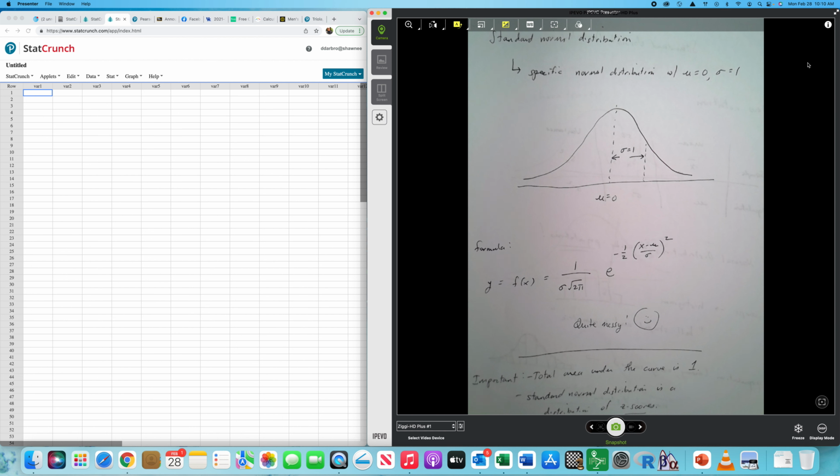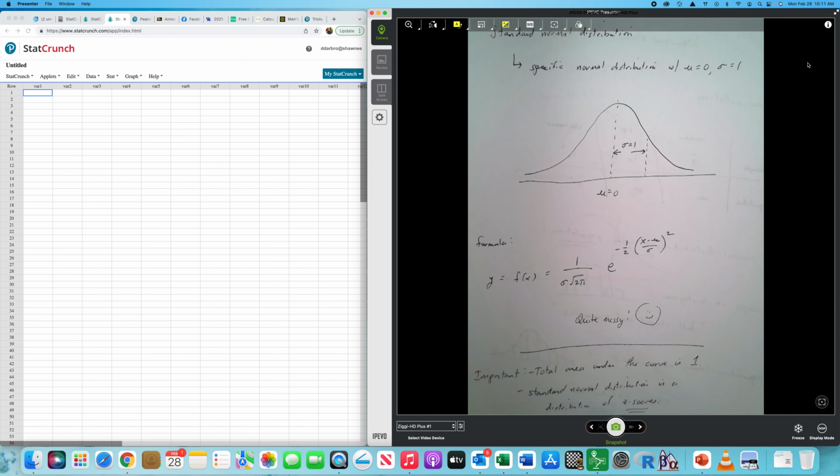Now, the formula for the normal distribution is quite messy. And luckily, we don't mess with this stuff in a class of this nature. We use technology. Now, a very important thing to keep in mind, again, tattoo this into the brain: the total area under the curve, not to be confused with the standard deviation. The total area under this curve is equal to 1 square unit. Okay? And another thing, the standard normal distribution is just a distribution of a population of z-scores.